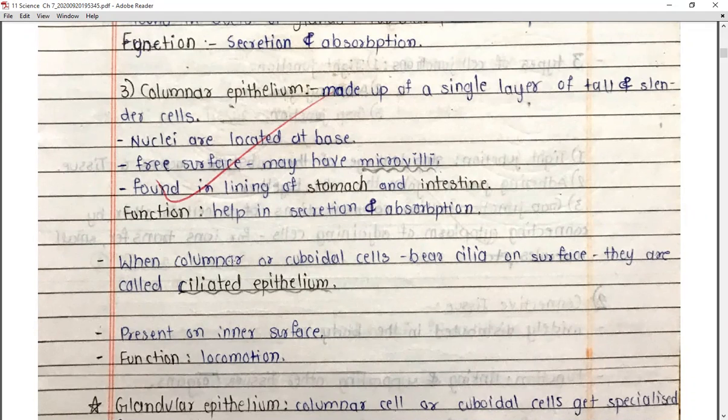Again, these cilia are responsible for the function of locomotion in the body, or they impart the ability in the organism to locomote, right? That means it is useful for moving from one place to another. So when columnar and cuboidal cells have cilia on their surface, then they are said to be ciliated epithelium. This can be asked in the MCQ. For this reason, here it has been underlined, right?